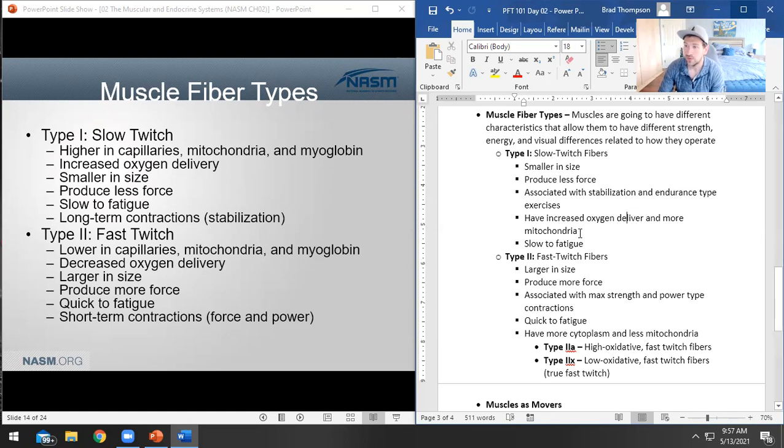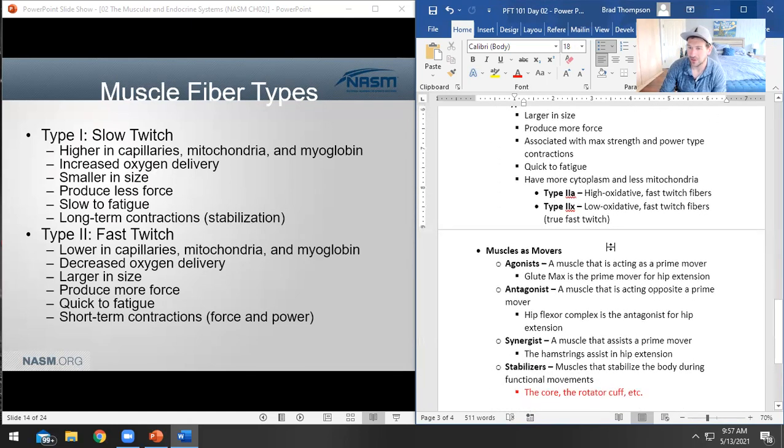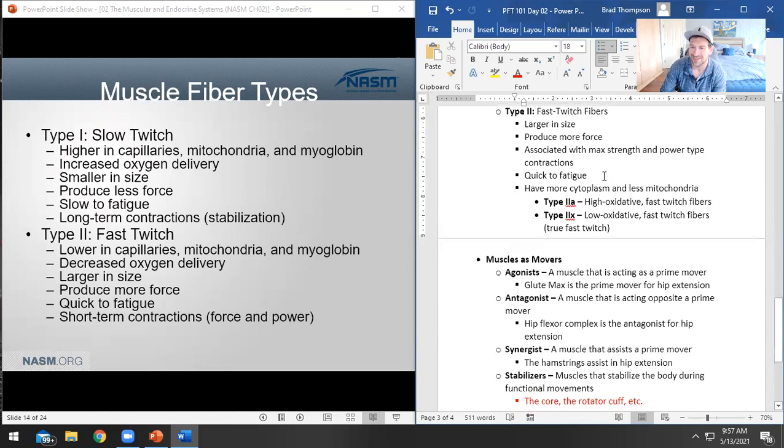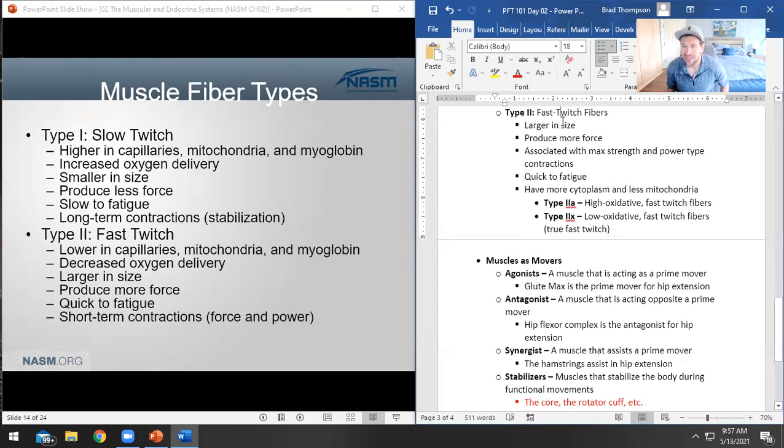But then we've got the ones that most of our bodybuilders are focused on, the ones our clients are paying us to make larger. Those are your type 2 muscle fibers, your fast twitch muscle fibers. You get slow twitch, type 1. Type 2 is fast twitch. These are going to be much larger in size, and they're very, very good at producing way more force. Typically, we think of our type 2 muscle fibers as being associated with max strength and power type contractions.